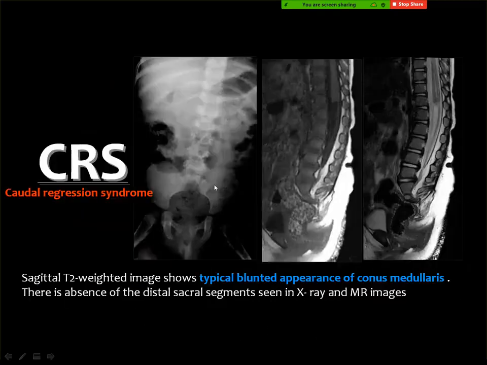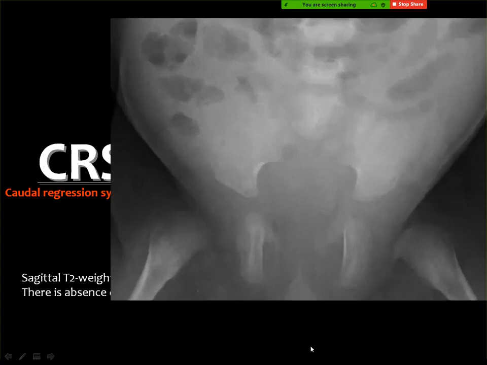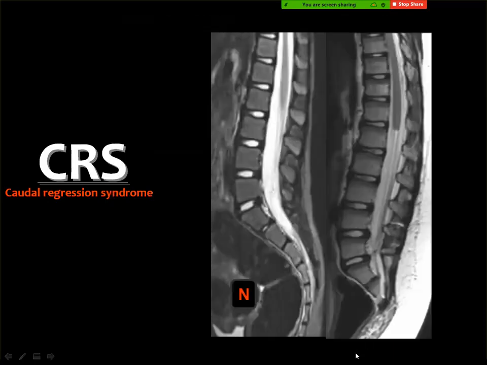In the plain film, if the sacrum is absent, you may get fusion of the iliac bones across the midline, but sometimes you get some remnants of the sacrum and the characteristic appearance of the cut or the blunted edge of the conus. And this film is frequent in the exams. You should look carefully for the presence of the sacrum. And here you do not see any sacral segments. Instead, you only see the spine terminating at L5.